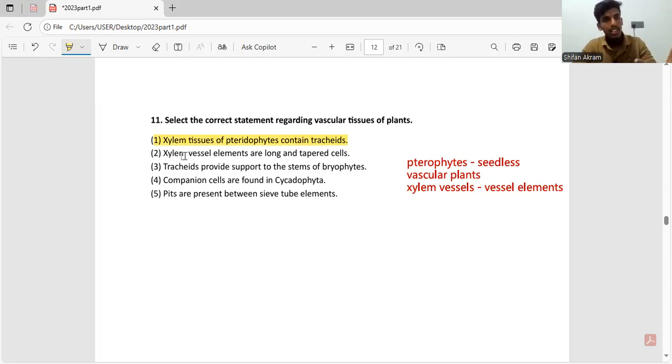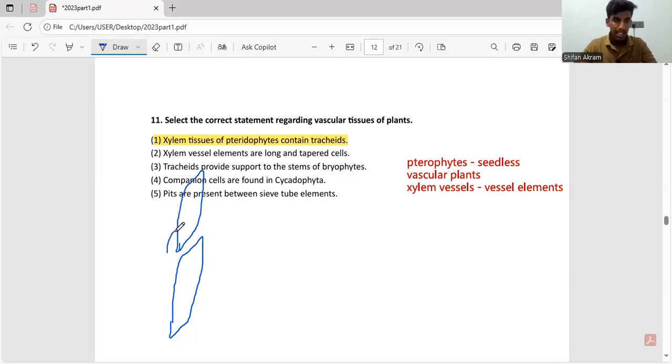Second statement, xylem vessel elements are long and tapered cells. Now, we know xylem has 2 types of elements, the vessel elements and the tracheids. Tracheids are the ones that have the long and tapered cells, which looks like this. This is how a tracheid looks like. I'm not good at drawing anyways. These are the tapered ends of the tracheid. So the second statement is wrong because tracheids are the ones with the tapered cells.